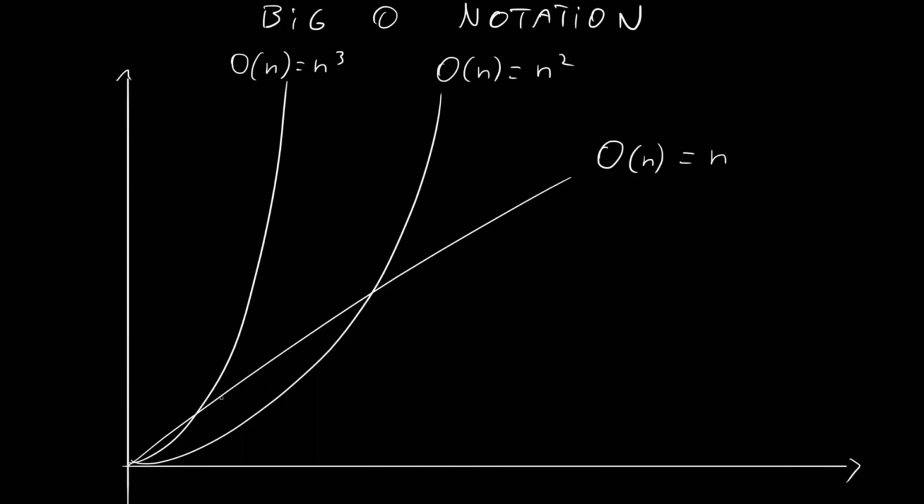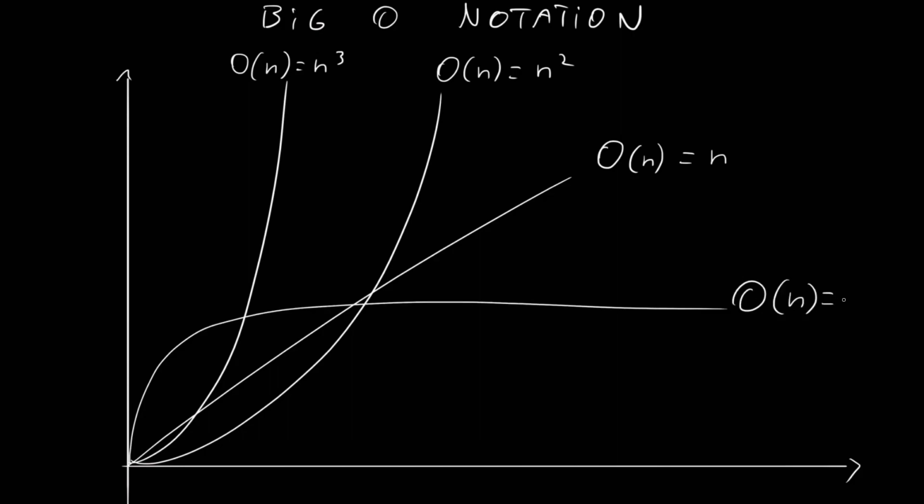But then there are also some good ones. There's also logarithmic scaling ones. So logarithmic is basically the opposite of an exponential. It starts very high, but then levels off like that. Right? So this would be n equals log of n and stuff like that. And then there's also all kinds of things like log of n and so on. But you get the idea.